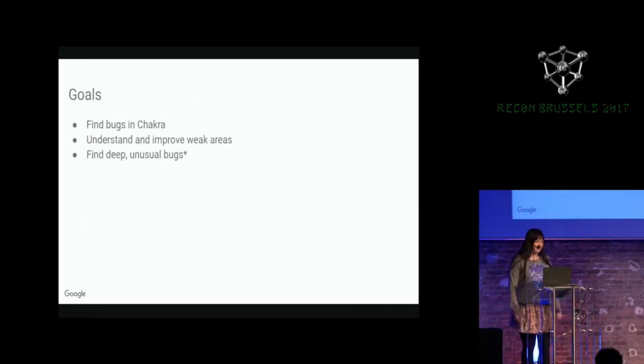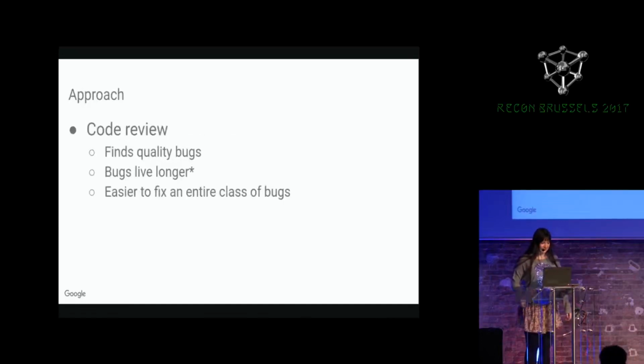I wanted to find a lot of bugs in Chakra, understand and improve some of the weak areas, or at least drive improvements in those areas. And I was hoping to find deep and unusual bugs, asterisk, because that didn't end up happening. Everyone pretty much found the same set of bugs. And my approach was mostly code review.